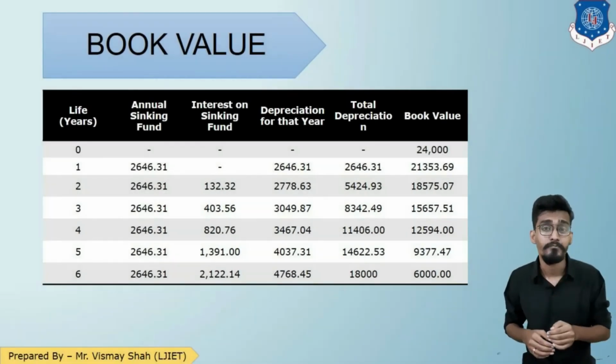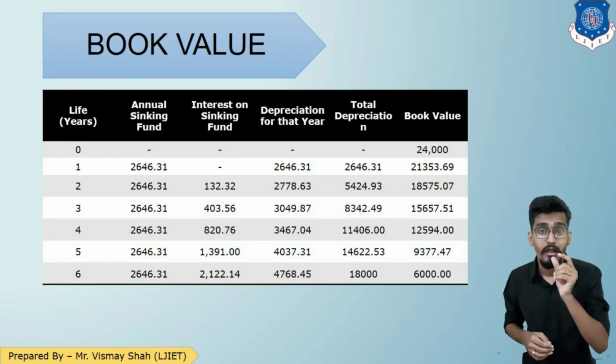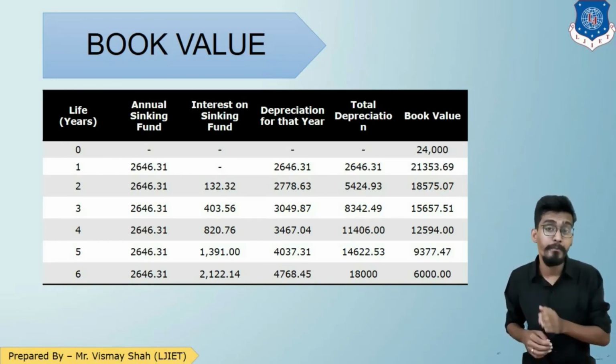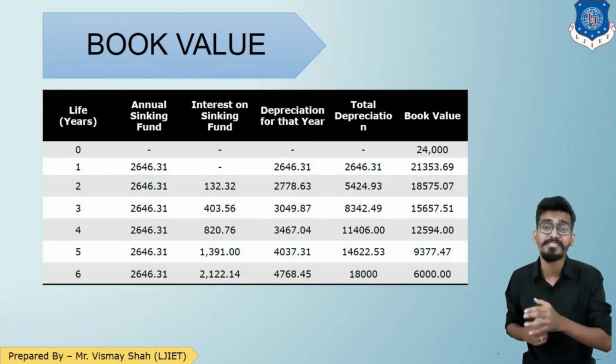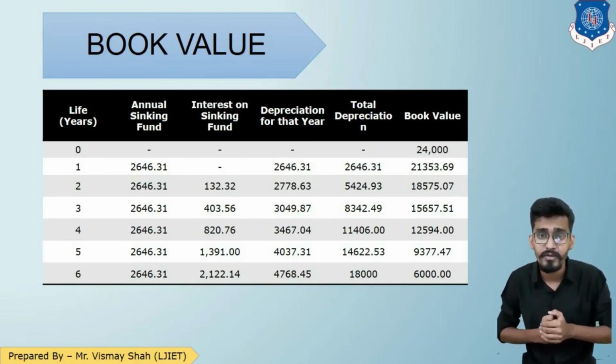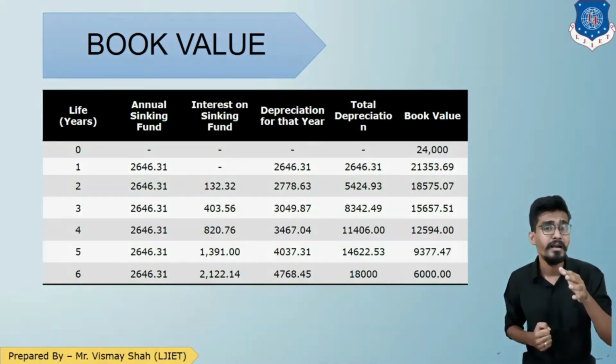So, as you can see, at the end of useful period of life, the amount remaining in the book value is equal to the scrap value. So this is how you are going to calculate the annual sinking fund and interest on annual sinking fund. Let us see another example.